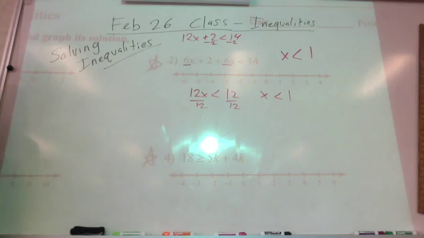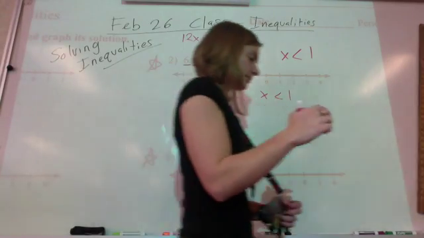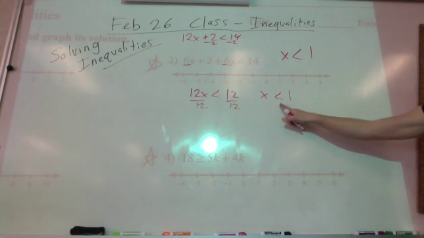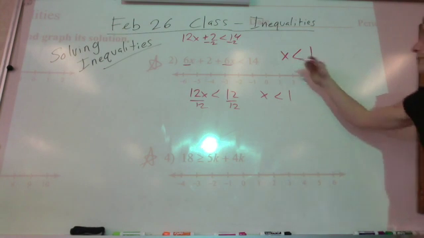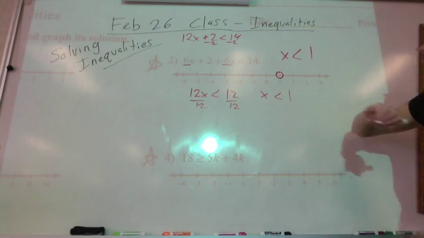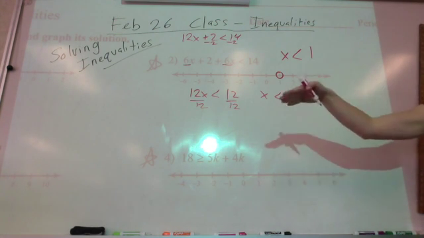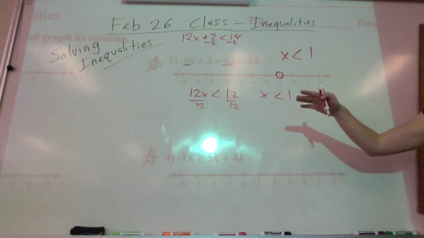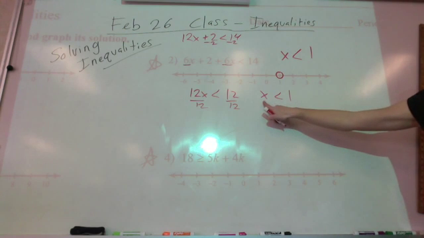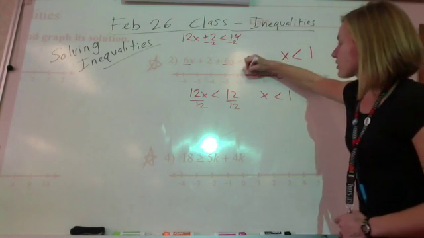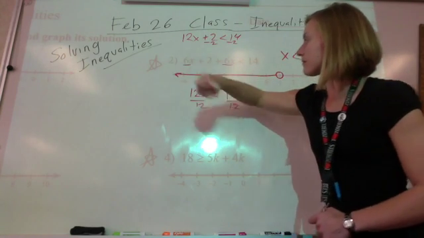So Brian, open or close circle? I put closed. No, it's not or equal to. So Brian, can x equal 1? No, it can't. So we're going to have an open circle. Then which way do we go? Because 1 has to be greater, so we're going to go this way.